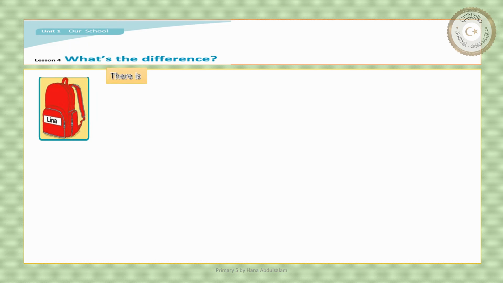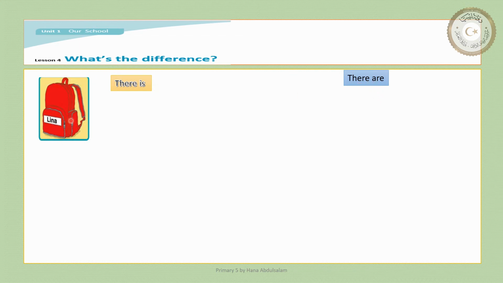Okay, so now we are going to answer this number again. Now we will start with Lena's bag. And we have there is and there are. Why do I write here there is and there are? Because with one thing we use there is and with more than one we use there are.